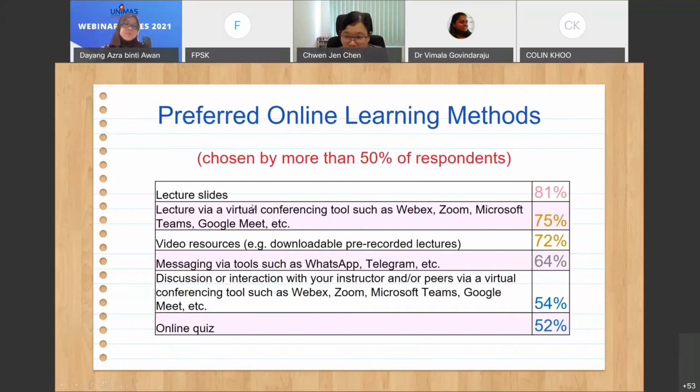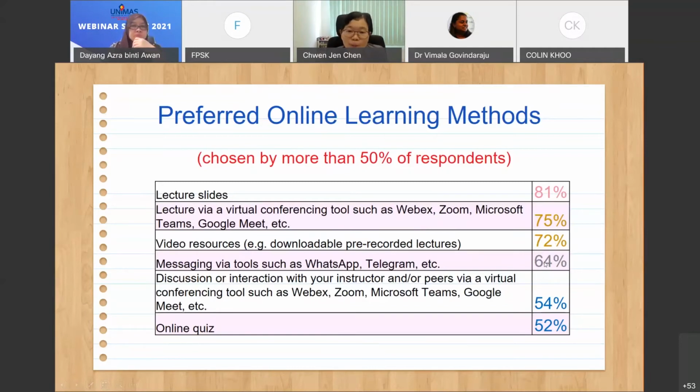81% said that they like lecture slides, yeah. So lecture slides are something that they are looking for, okay. We do have a huge group, 75%, saying that they prefer to have lecture via the virtual conferencing tool, okay. And then video resources, 72%, meaning downloadable pre-recorded lectures, the teaching videos, yeah. So 70%, like that kind.